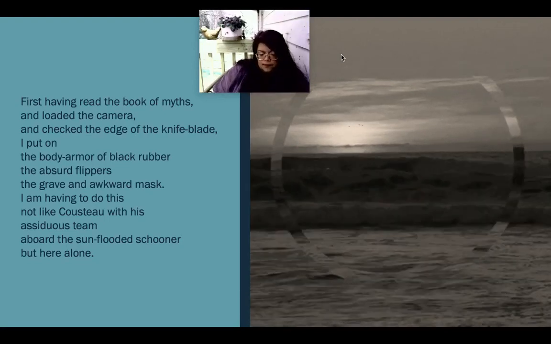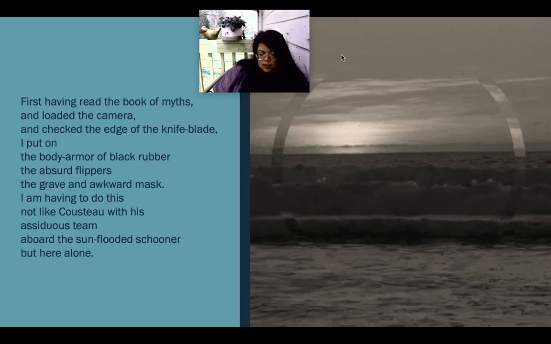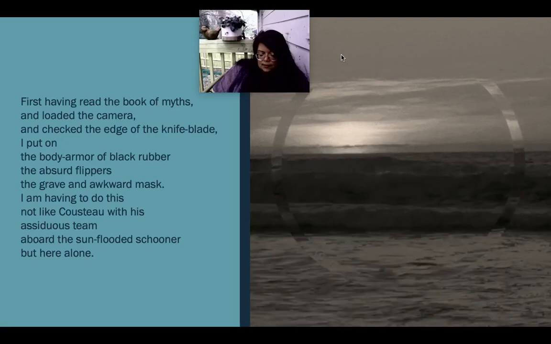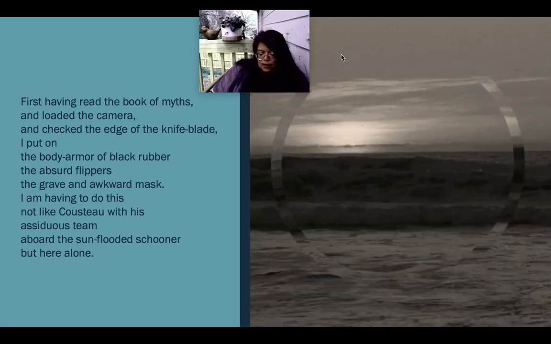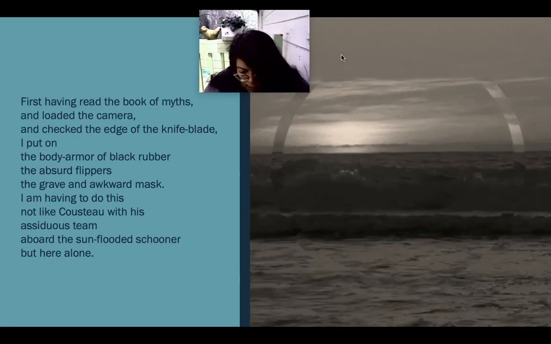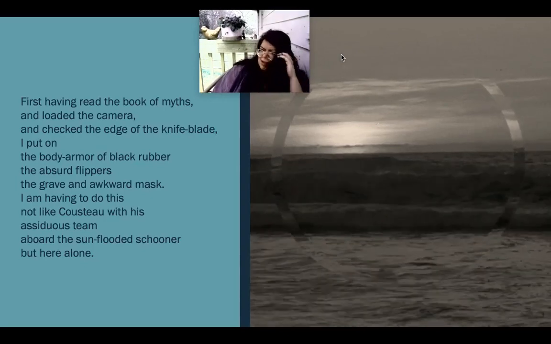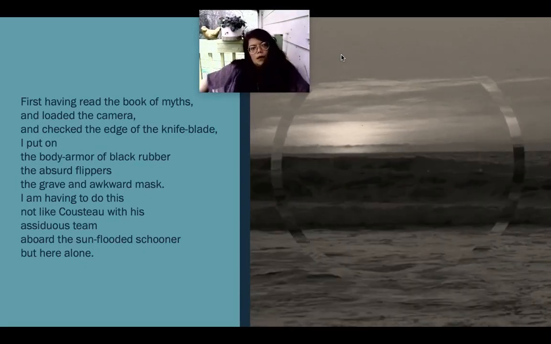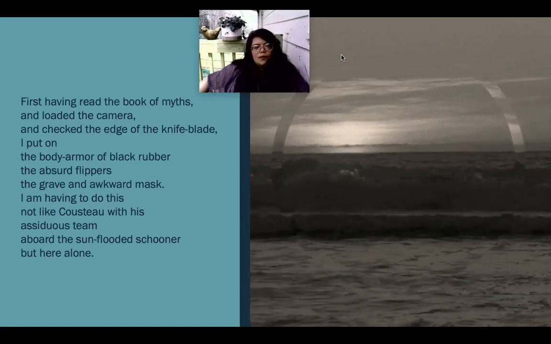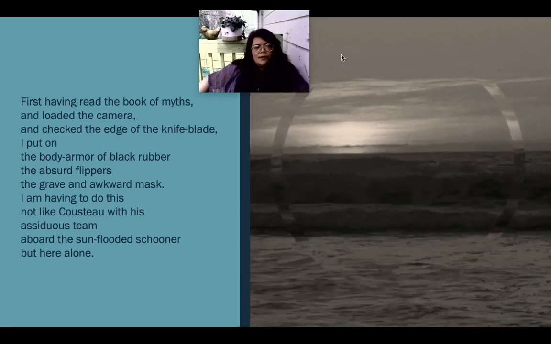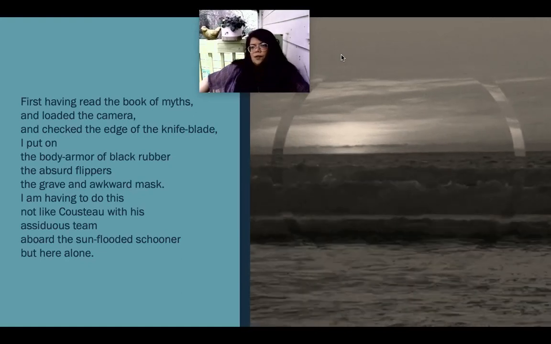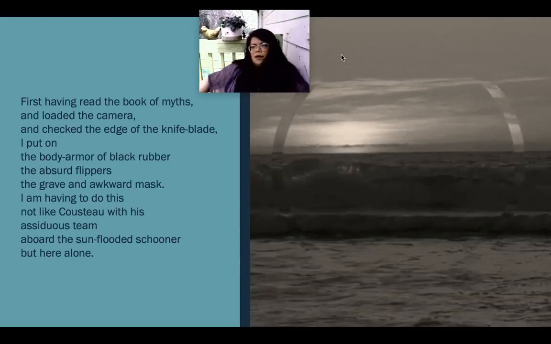We begin with first having read the Book of Myths. And that's something that I've talked about in a lot of my classes. What is the Book of Myths? And for me, the Book of Myths is anything, right? I read this poem a lot as a critique of the way that we recount history, of the way that we have a tendency to want to mythologize the past, or really to mythologize anything that we choose to record. We don't record the mundane, the simple moments.